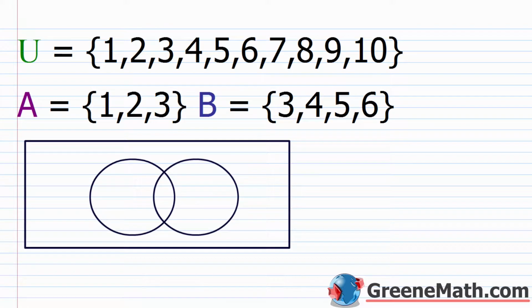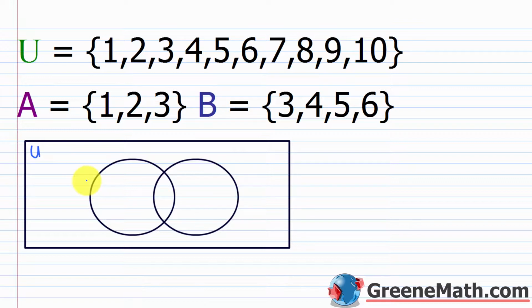So as an example, let's say we have a universal set which contains the elements 1 through 10. Then we have a set A, which contains the elements 1 through 3, and a set B, which contains the elements 3 through 6. So the idea here is that we draw a rectangle to represent the universe, or the universal set. Let me put a U inside of here to say this whole thing represents set U. All of my elements here should be listed inside the rectangle somewhere.